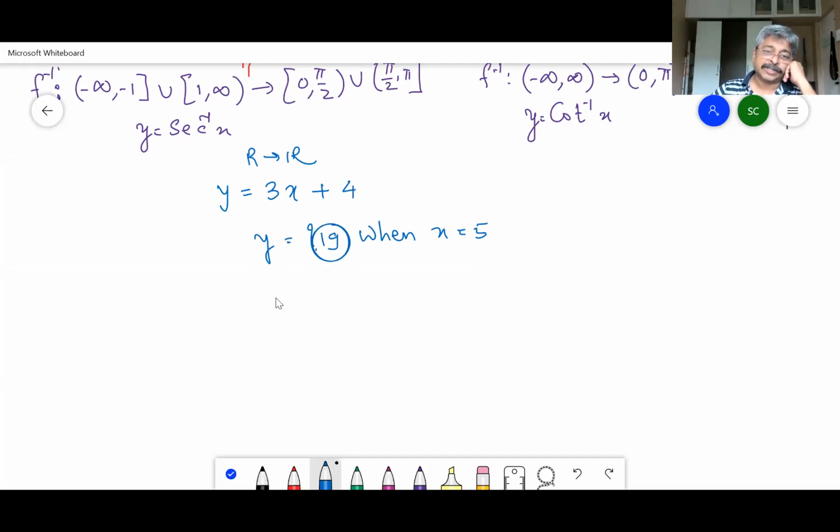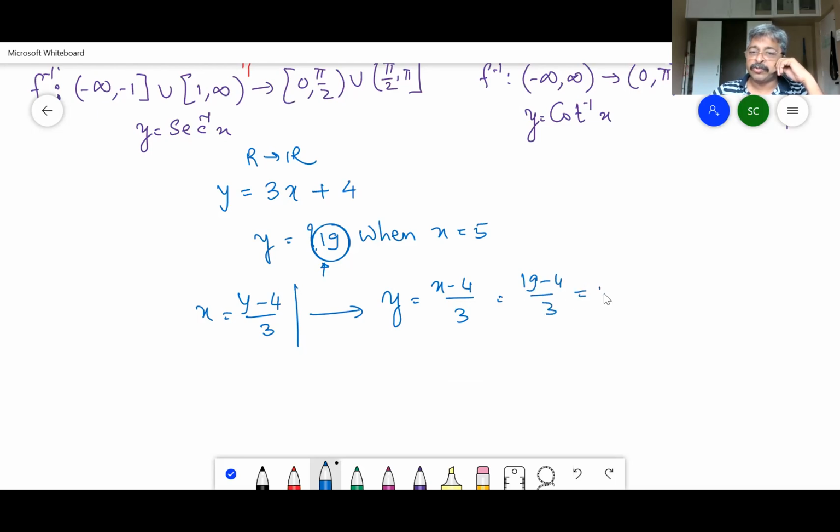Now if I take the inverse of this function, let this function be f, and the inverse f inverse. Can we find out f inverse quickly? It is (y minus 4) upon 3 is equal to x. That is the inversion which we have done. We want to find x in terms of y. However, we will report this function as y is equal to (x minus 4) upon 3. Right? And therefore, if I put the value x is equal to 19, then we get (19 minus 4) upon 3 is equal to 5.